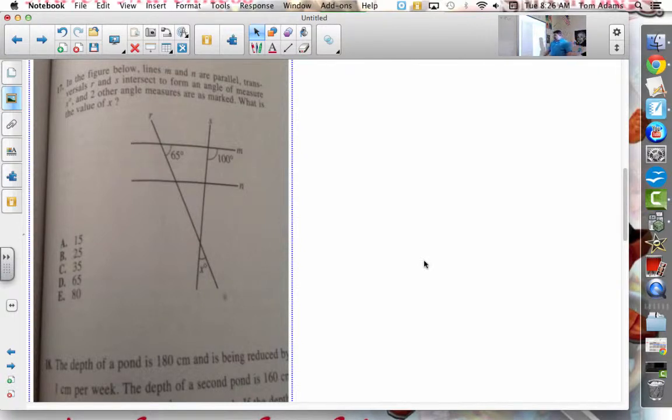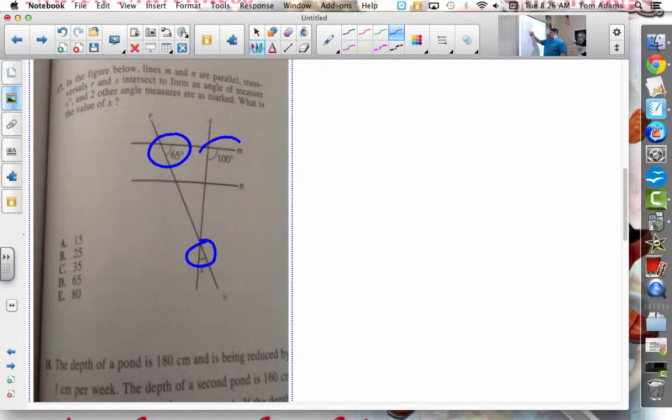So what we want to do is figure out what this angle is here, because that's x, and the only thing they give us is this information. This is 65 degrees, and this is 100 degrees. And we're supposed to figure out x. Well, there's a couple of ways you could do that.